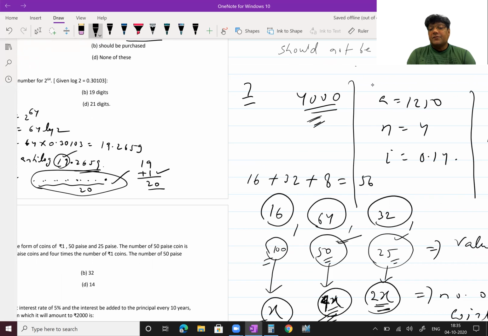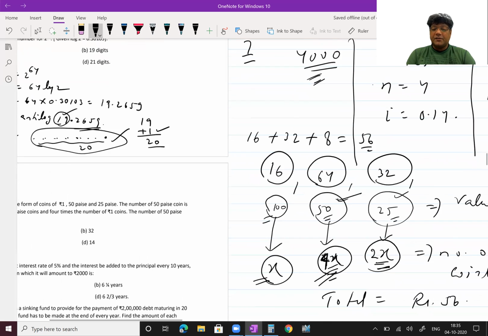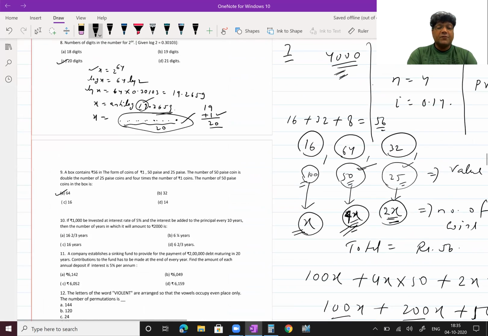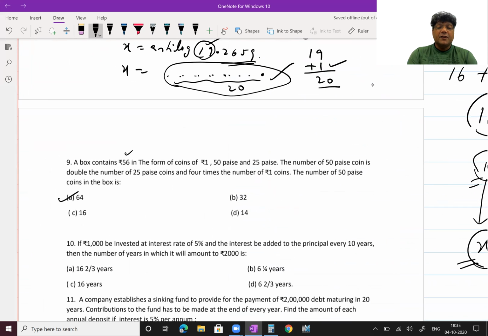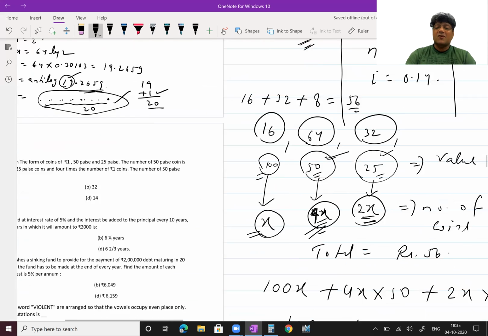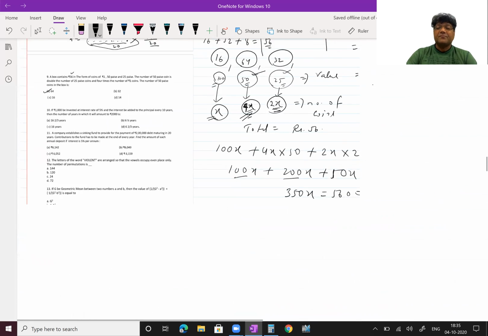Yes, it's matching with the question. The question's total value is 56. Look here, it's matching. So this is your answer. So you can do it by option hitting also. I have properly solved it by the algebraic method.